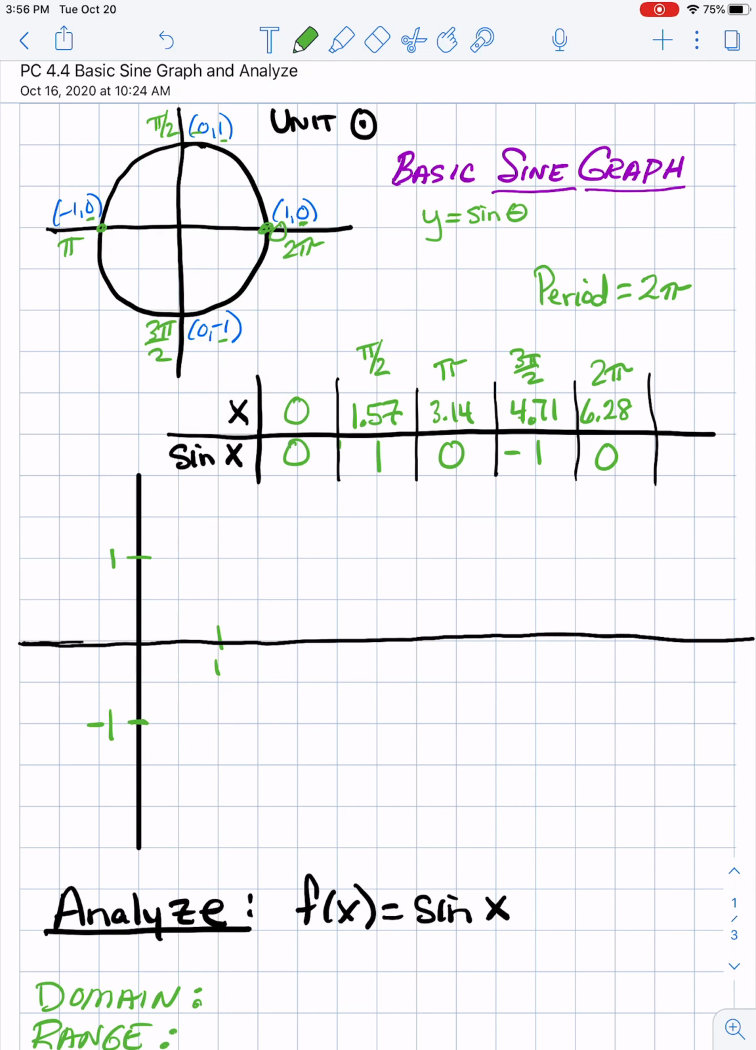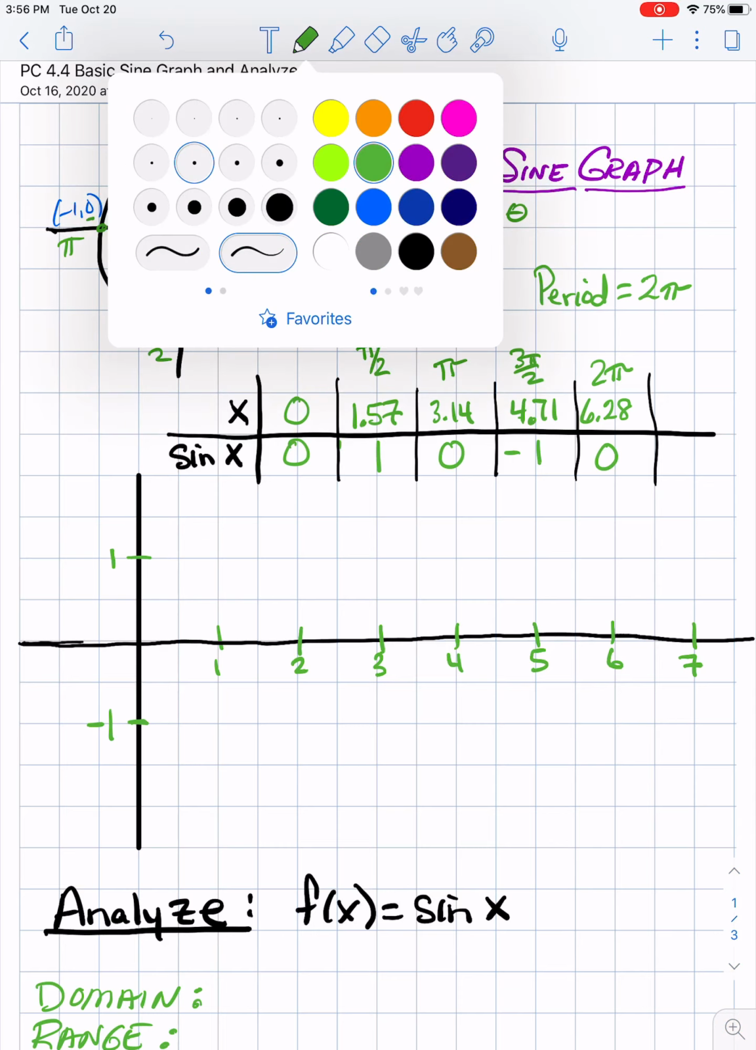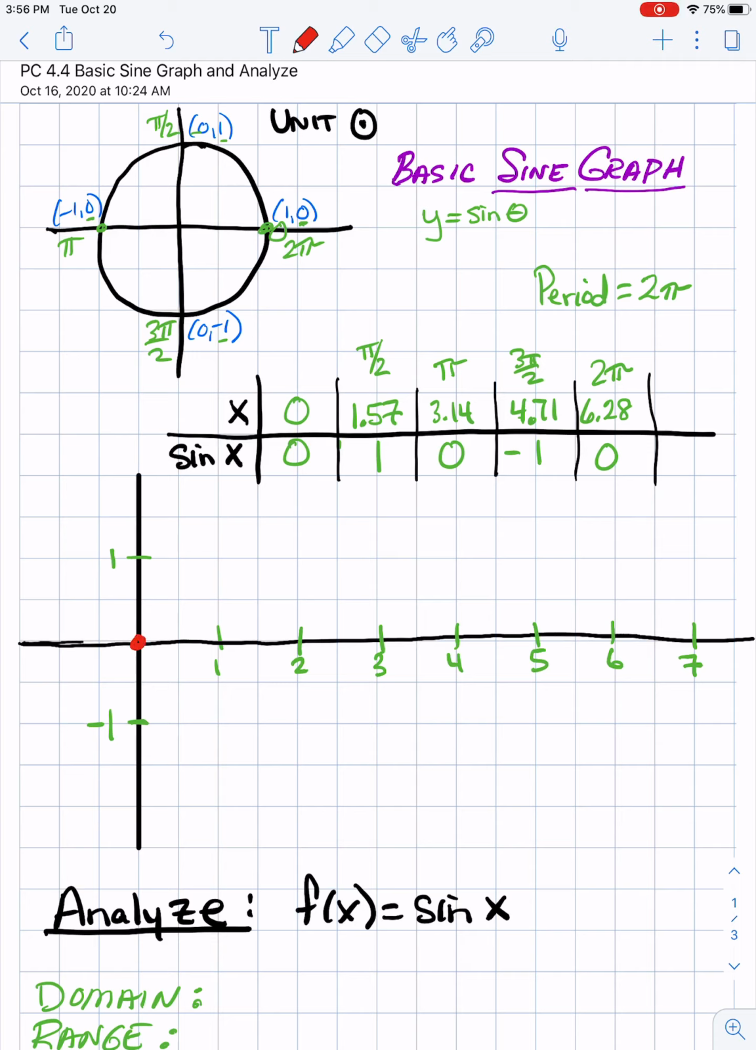All right, so let's see here. We've got 1, 2, 3, 4, 5, 6, and 7. So I'm just spreading that out a little bit so you can follow the grid. Okay, so here we go. At 0, the sine starts at 0. At about 1.5, so 1.57, better known as pi over 2, we're going to go up to 1. At 3.14, we're back to 0. At 4.71, we're down here at -1. And at 6.28, we're back to 0.